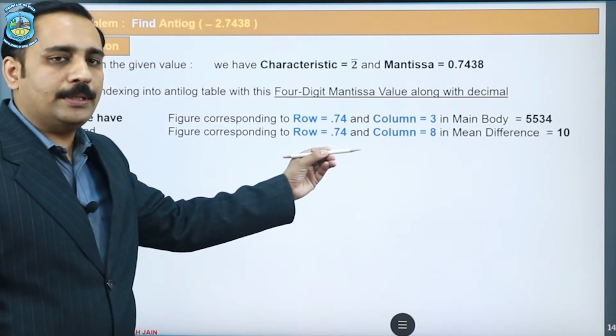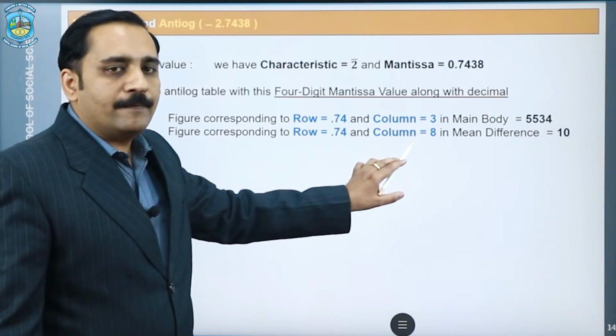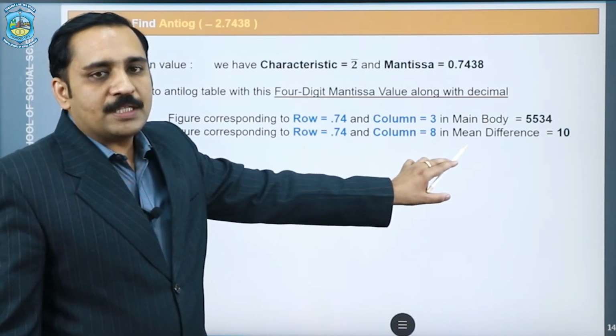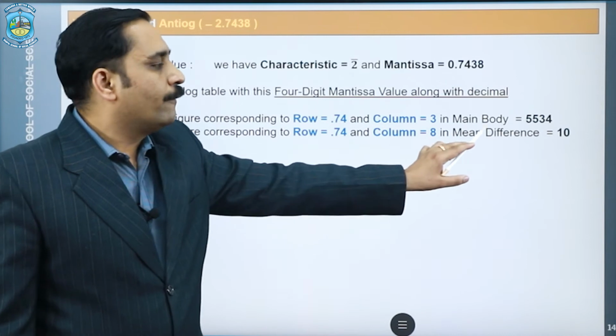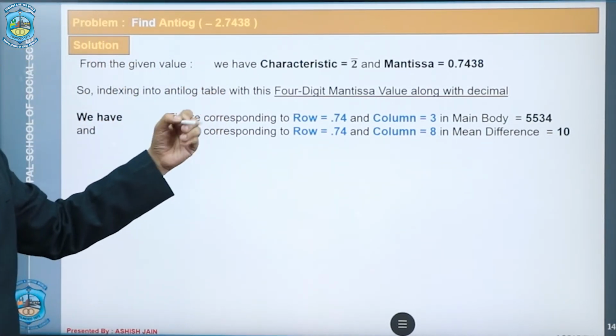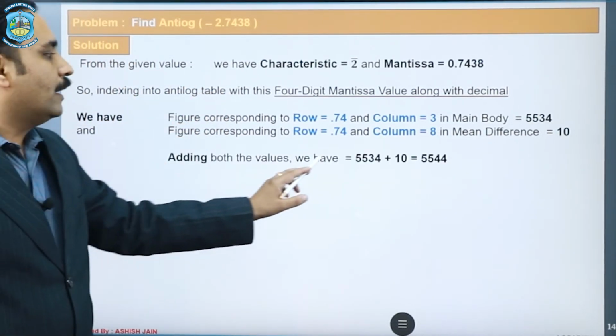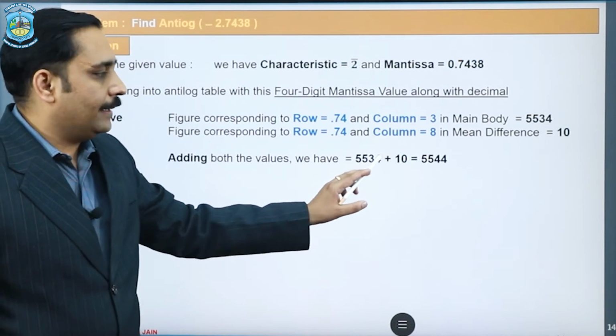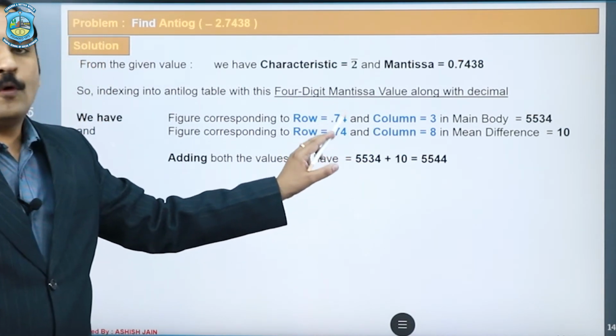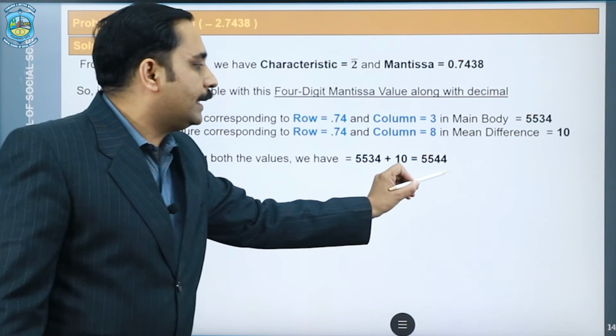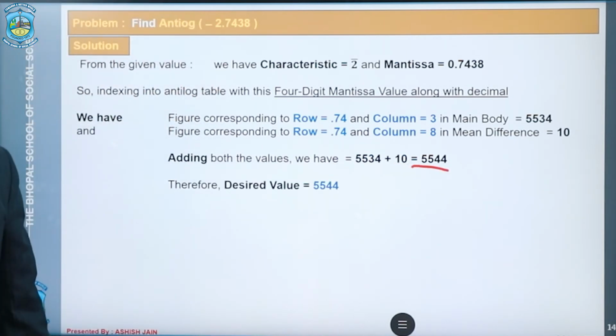Continuing in the same row in the anti-log table, we have the column value 8. That means the mean difference value at that particular position would be 10. Now we have to add these two values. Therefore, we get 5534 plus 10, which gives 5544. Now this is called a desired value. This is a desired value for us.